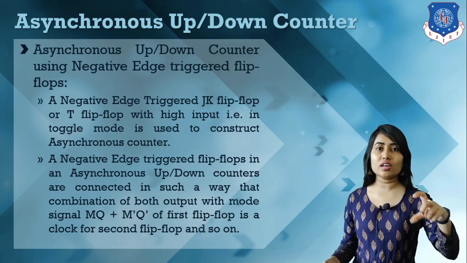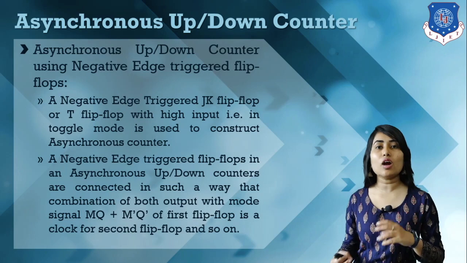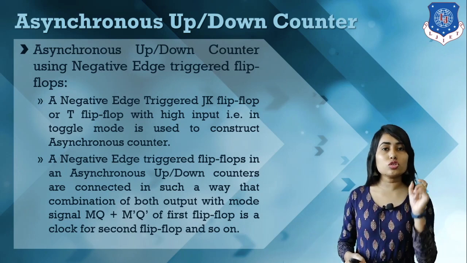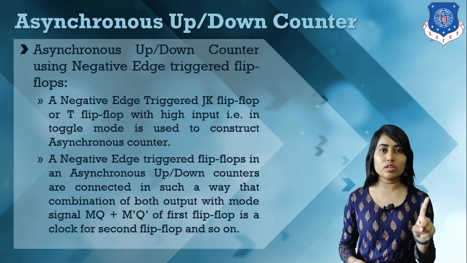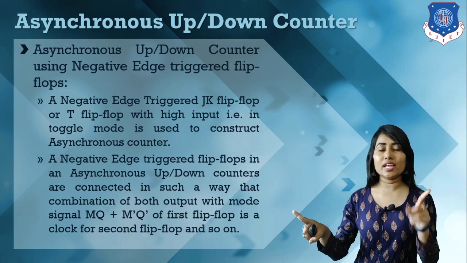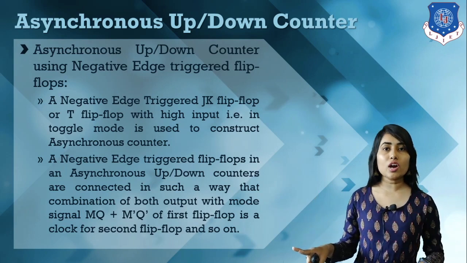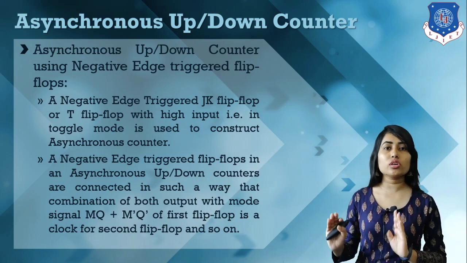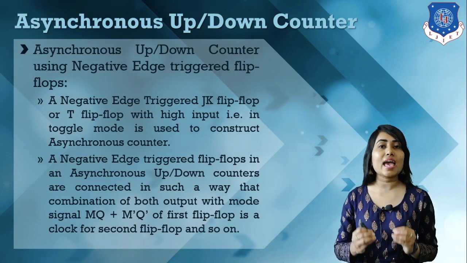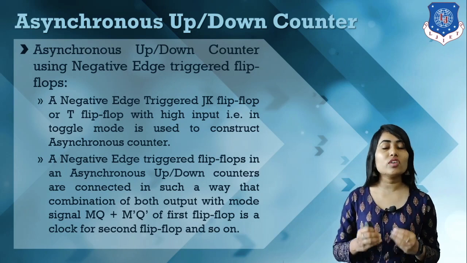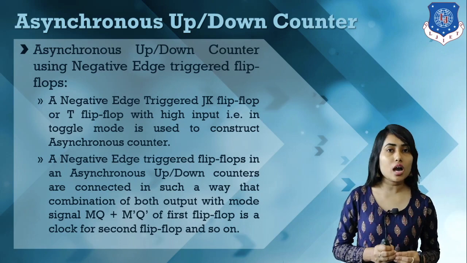Here we connect with these outputs and we can count either in the up direction or in the downward direction. Whenever we have a negative edge triggered flip-flop, we connect Q and M equal to 1 for up counting, and for down counting we connect M equal to 0 and Q dash. So here we have the combination MQ plus M dash Q dash. Using this logic we can design this asynchronous up and down counter for negative edge triggered flip-flops.